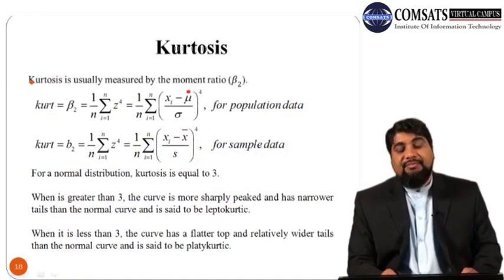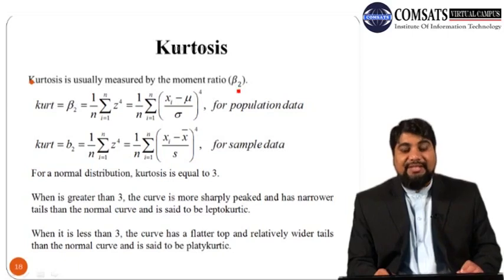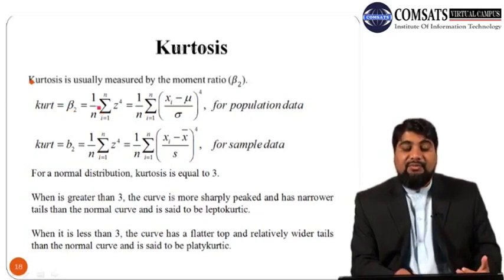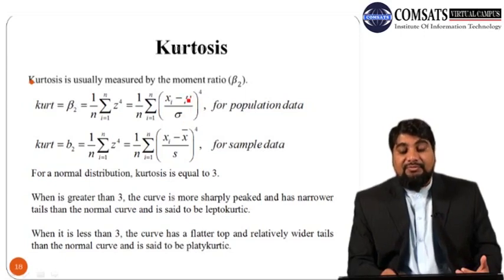Kurtosis is usually measured by the moment ratios, which is beta 2, the second moment ratio, and for population data it is kappa. We can use kappa as well. So beta 2 is 1 over n times the summation of z raised to power 4, where i ranges from 1 to n. Or we can replace this z by its value, xi minus mu over sigma, raised to power 4. For sample data we have to replace these population moments with the sample moments.